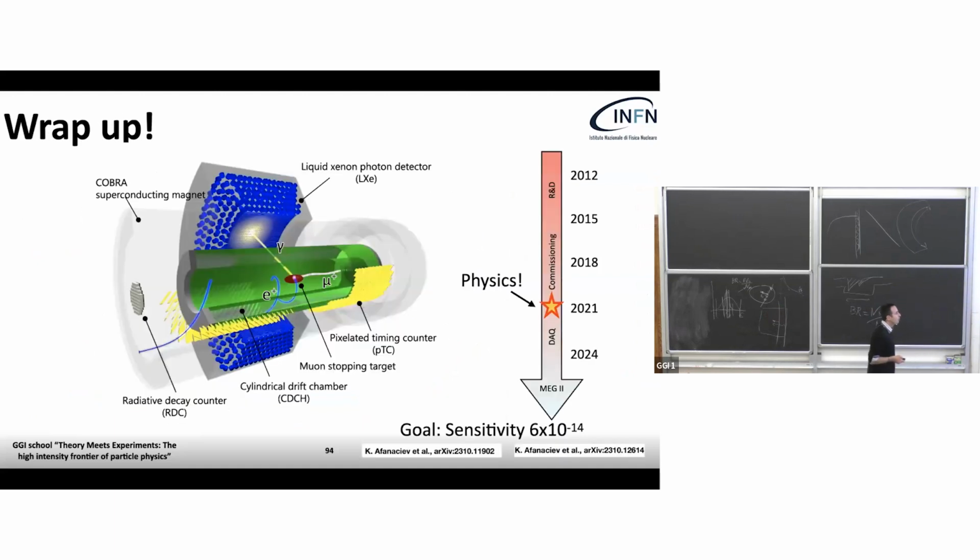Okay, so to wrap up, you have seen this, just some perspective. We started to work on this experiment at the end of MEG in 2012. We started physics and we will take data for a few years. This is the goal. Sensitivity, a couple of papers that were published. Since the next topic is for the next lecture, we can stop here, I think.